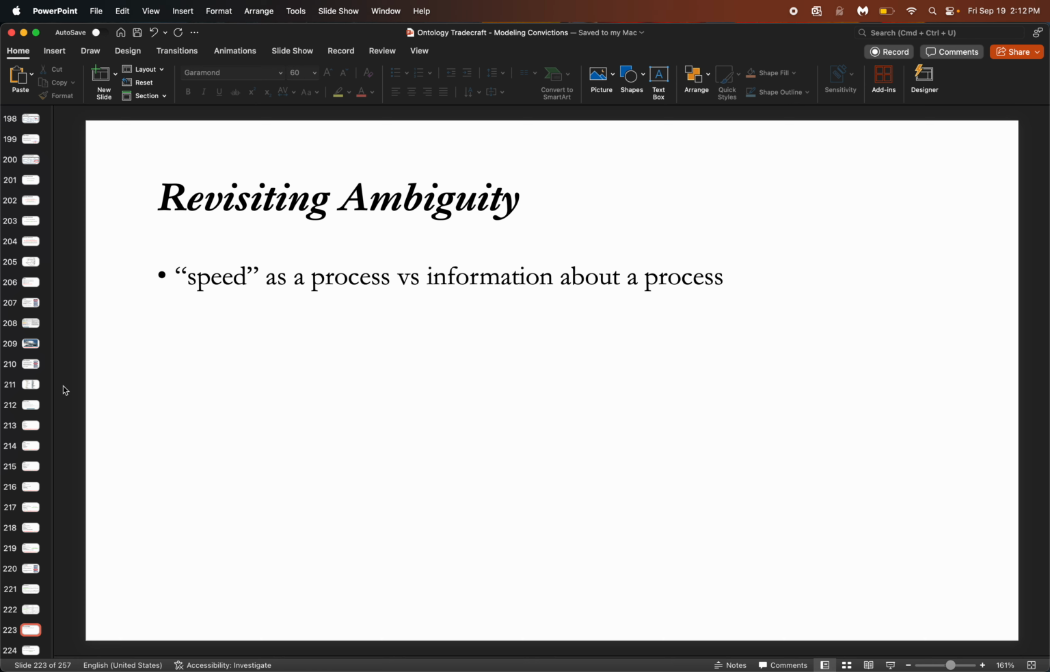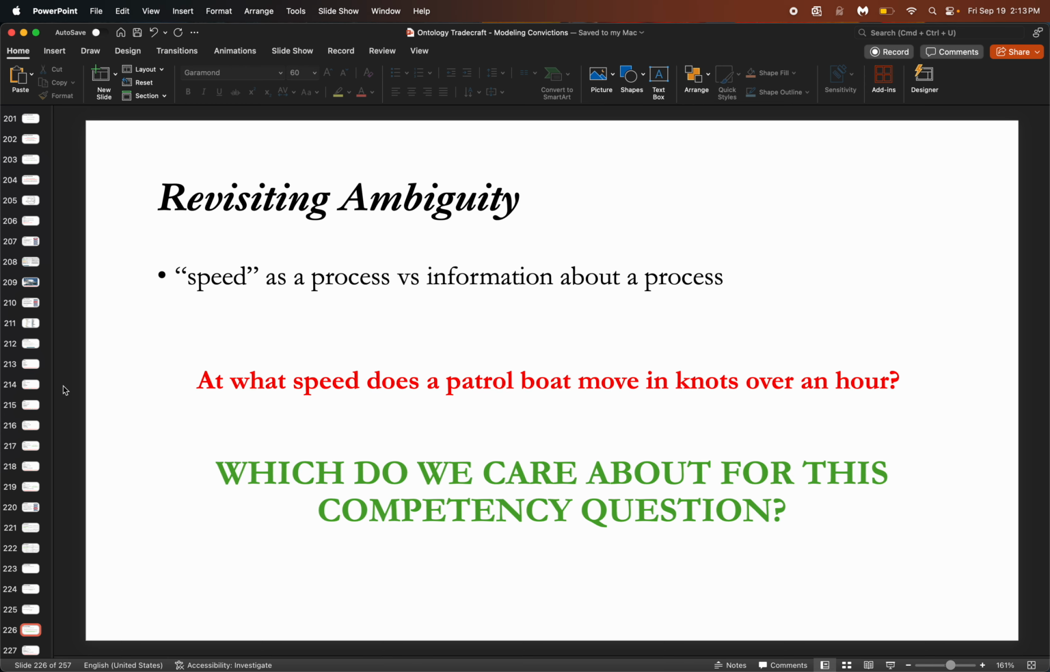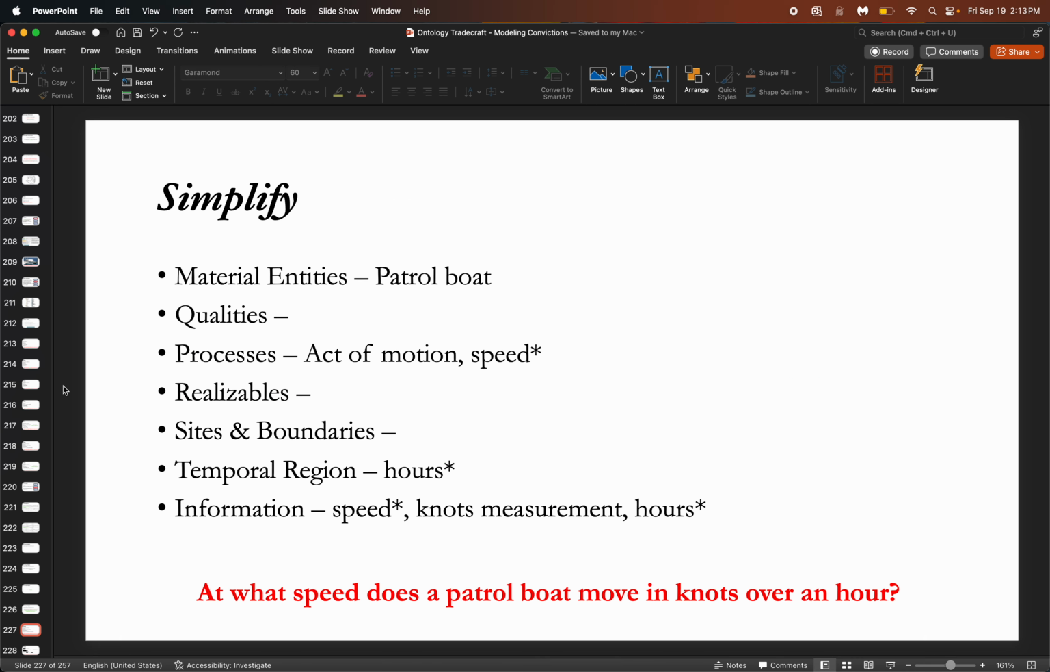Revisiting the ambiguity that came out of our competency question modeling, we see that speed could be interpreted as a process or as information about a process. You can think of it as a magnitude of change in position over time. This is something you'd see in a physics textbook, for example. You can also think of it as the changing of position over time, which might be a process. Arbiter here: which do we care about for the competency question? That's a question for you. Same with hours.